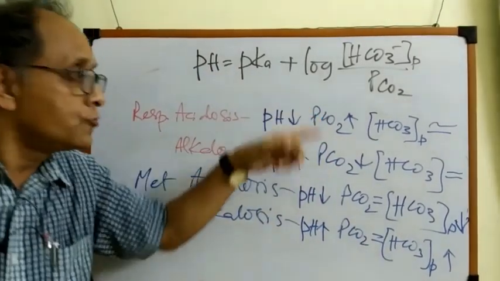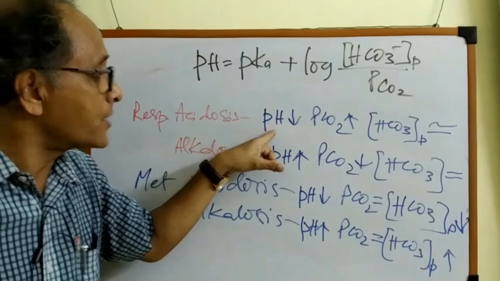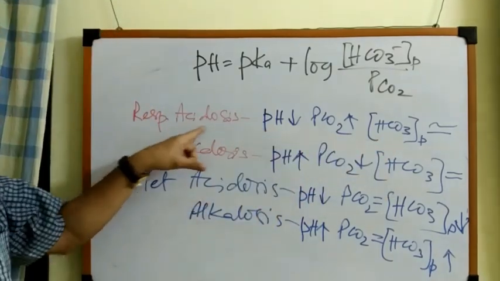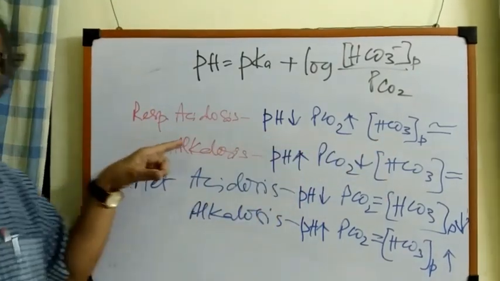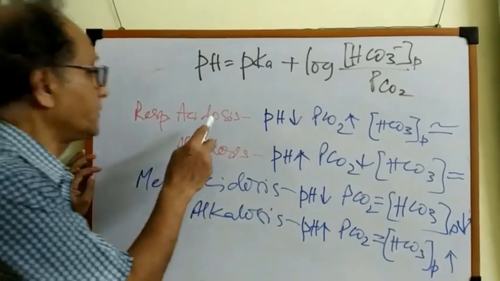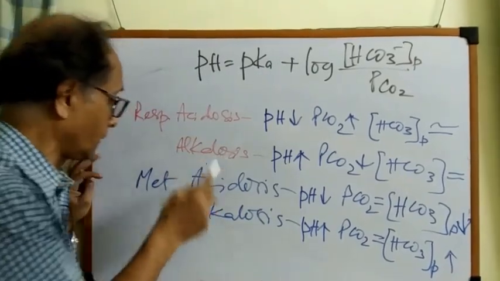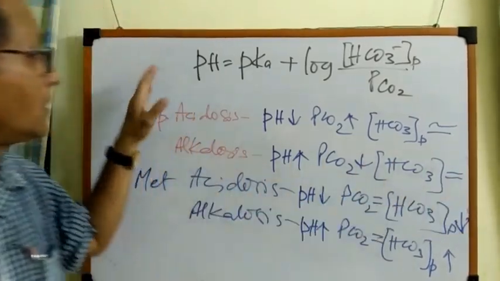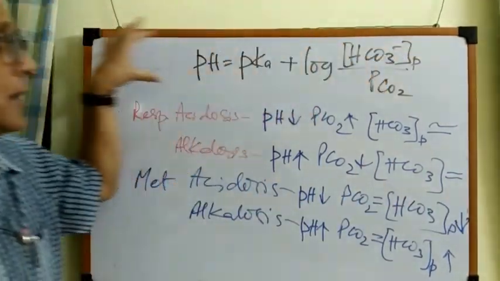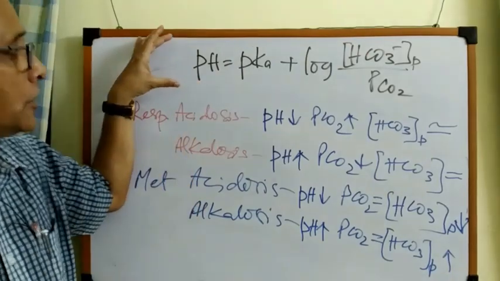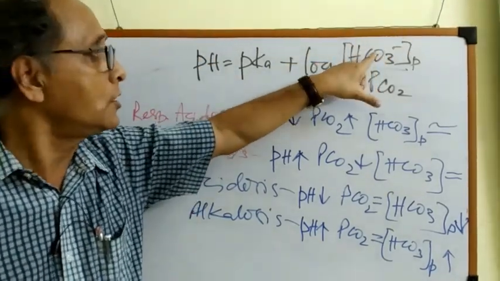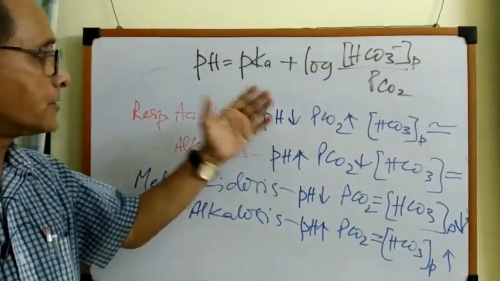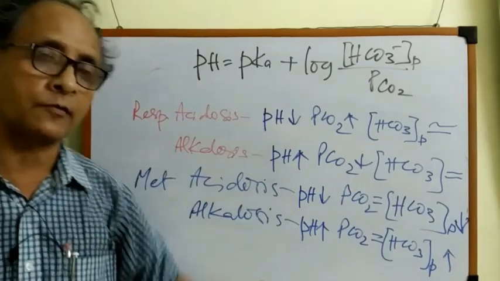So just by measuring all these parameters, we can stamp a patient as suffering from respiratory acidosis, respiratory alkalosis, metabolic acidosis or metabolic alkalosis. You need not memorize anything. Just take hold of the modified Henderson-Hasselbalch equation with respect to the bicarbonate buffer and just apply your common sense. You will get the answer.